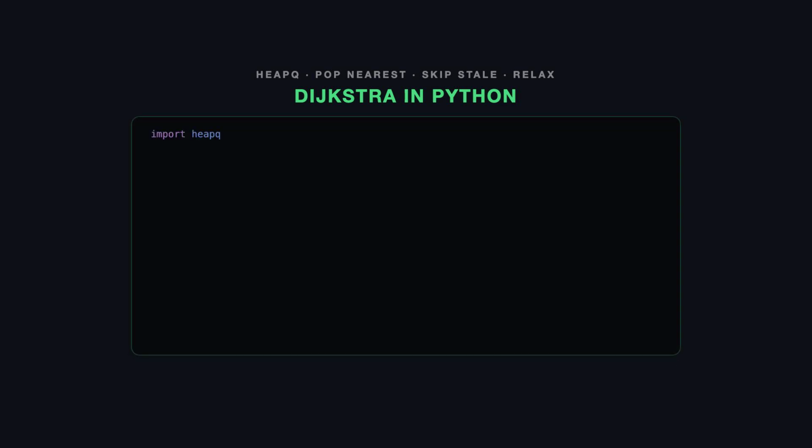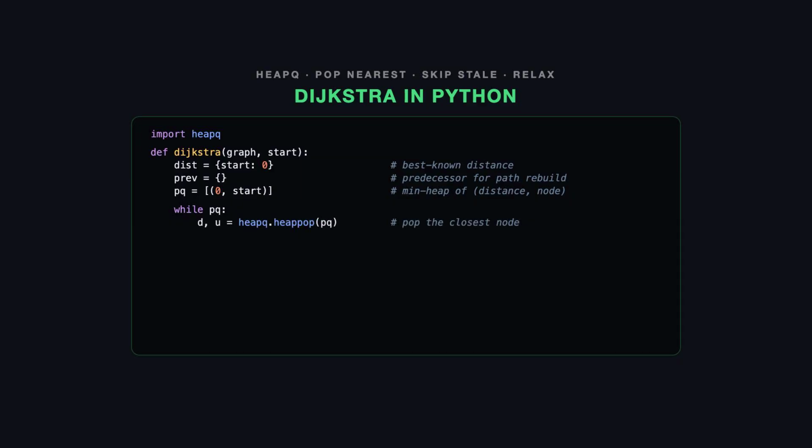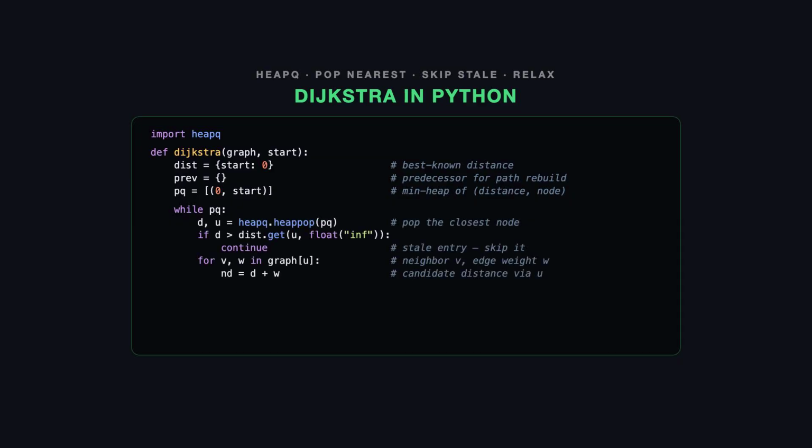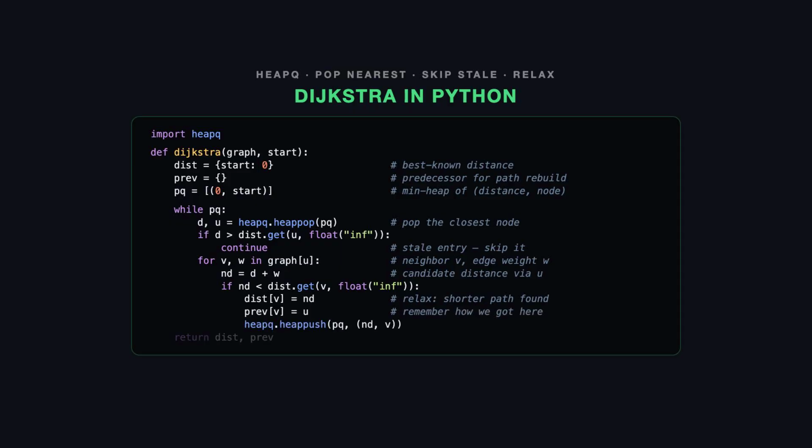Here it is in real Python, using a heap as the priority queue. Dist maps each node to its best known distance. Previous holds predecessors. The heap holds pairs of distance and node, so popping always returns the smallest. Each round, pop the closest node. If that distance is stale, bigger than the best we already recorded, we skip it. That lazy deletion trick keeps the heap simple.